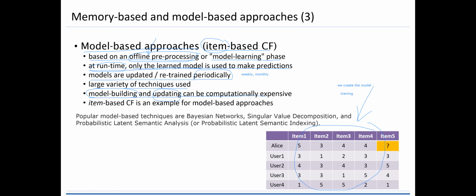Yeah. So the item-based CF is an example of the model-based approach, because we are going to look at the items, and we just look at the items that have already been voted on, or already liked by the users. So some popular model-based techniques are Bayesian networks, singular value decomposition, probabilistic latent semantic analysis, or probabilistic latent semantic indexing. So those are some approaches that are already popular.